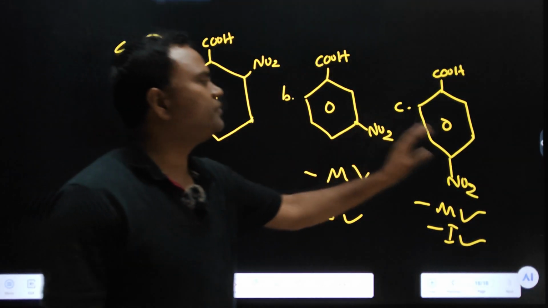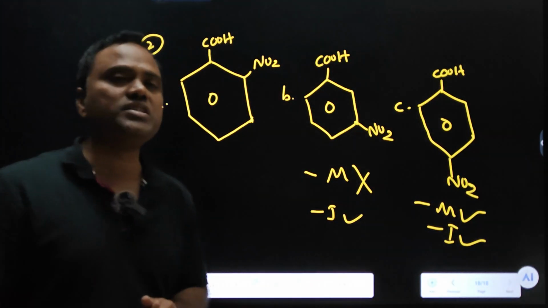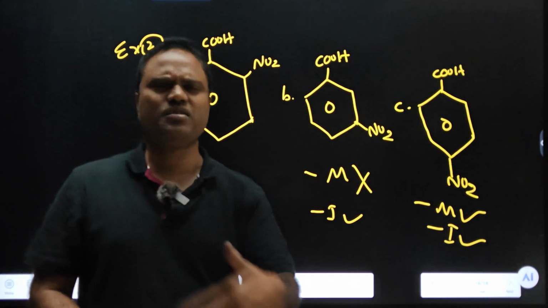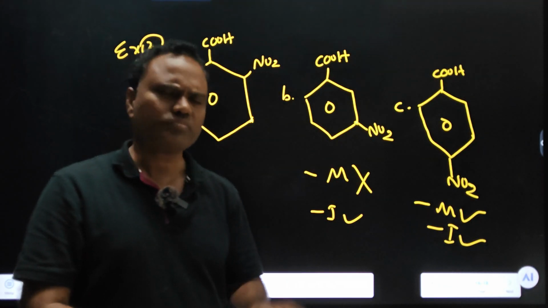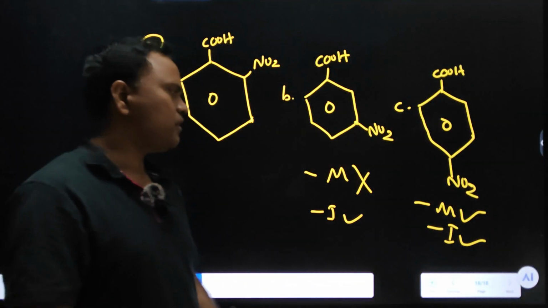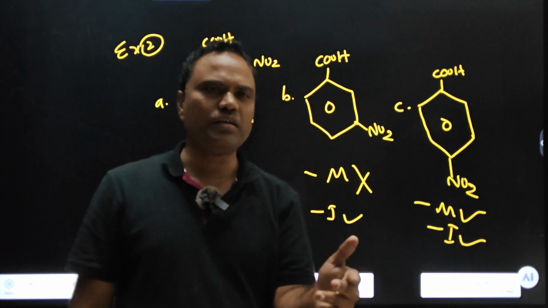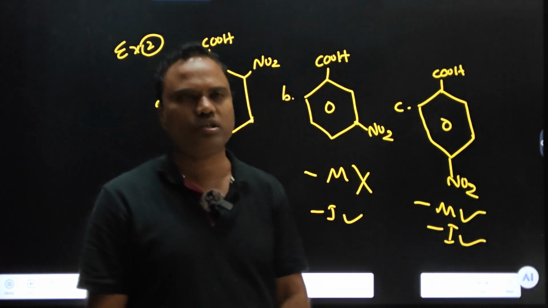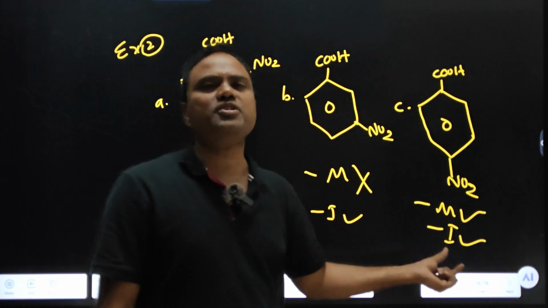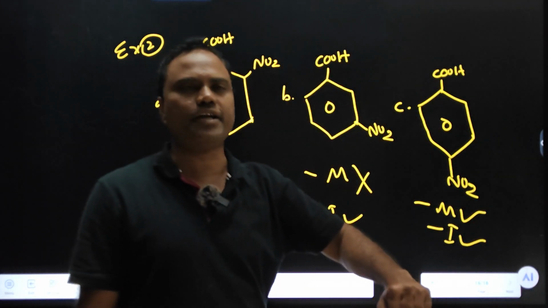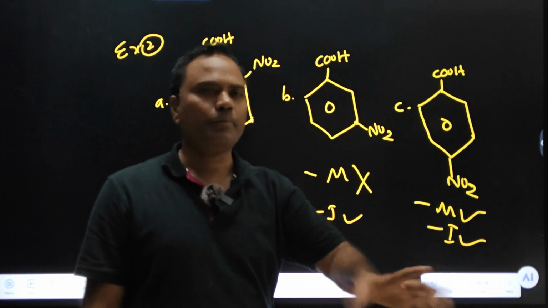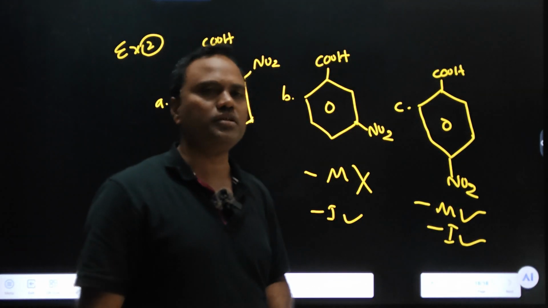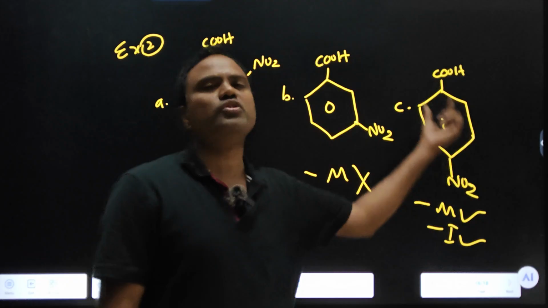Clear. Between these two, which is more acidic? For acidic nature, which group should be present? Minus M group should be present, or minus I. Clear? But we give priority to minus M only. When minus I and minus M are both operating, give priority to minus M only. Clear? Here minus M is present. Minus M groups increase acidic nature. Plus M groups decrease acidic nature. Minus M should be present. Plus M should not be present. Clear? Here minus M is present, so it is more acidic.